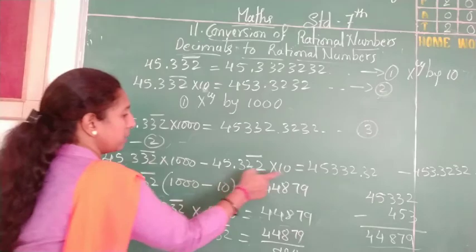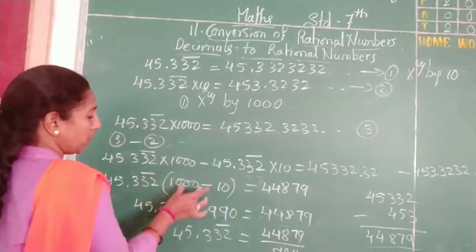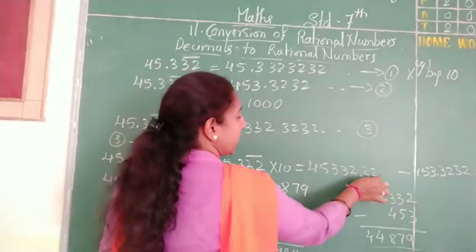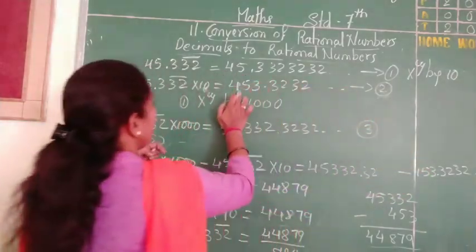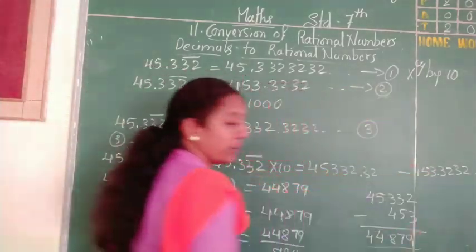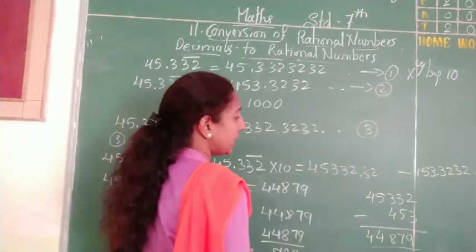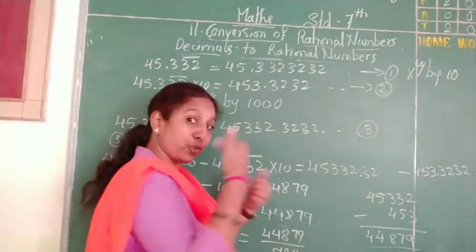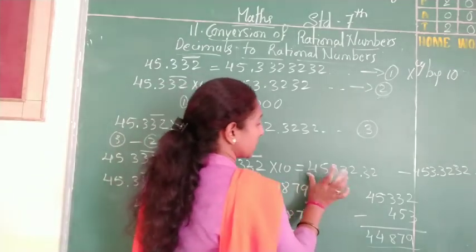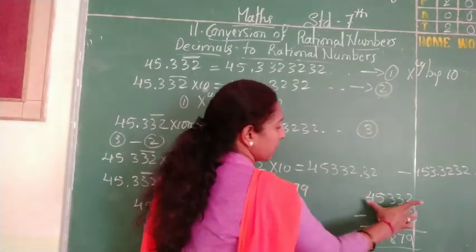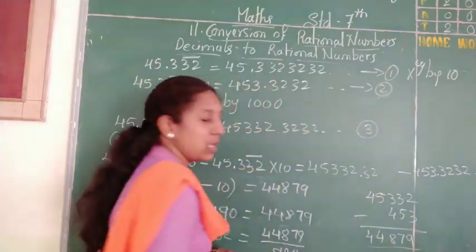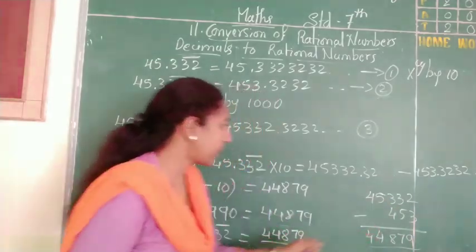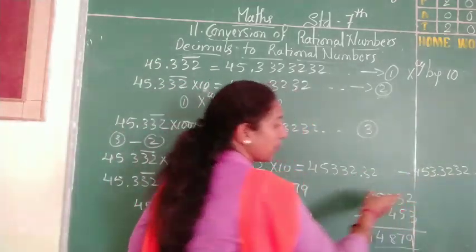When I do this, I will get 1000 minus 10 on the left. Here we have 45,332.3232 minus 453.3232. When I subtract, 3232 minus 3232 gives 0. But I should also do the subtraction of the whole number parts, 45,332 and 453, by writing it out. In the last problem there was nothing in the whole number part, but here it is there.